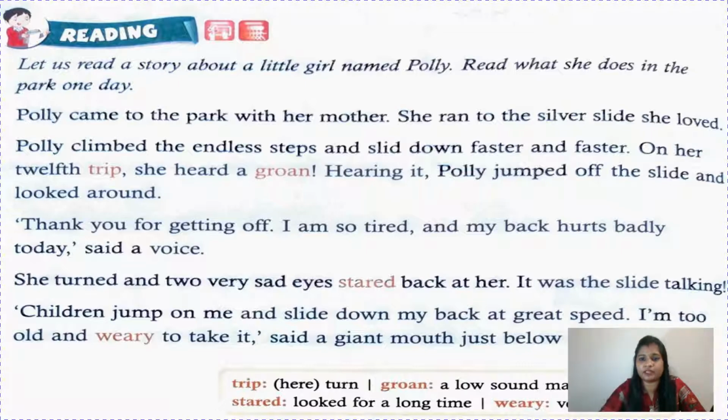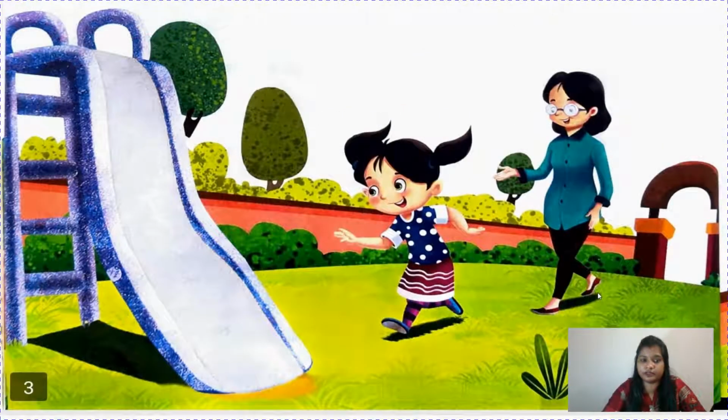Okay, she was sliding on it faster and faster. So all the children, maybe they were doing like that only. So the slide is saying it was too old now and very tired also to take it, and his eyes were teary. Now see this beautiful picture of a park, children.